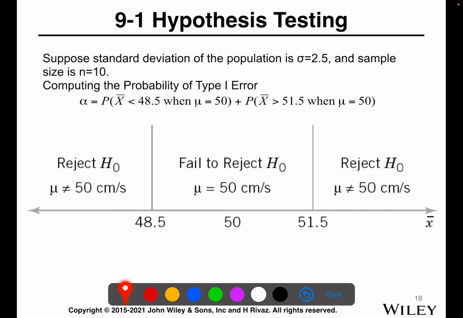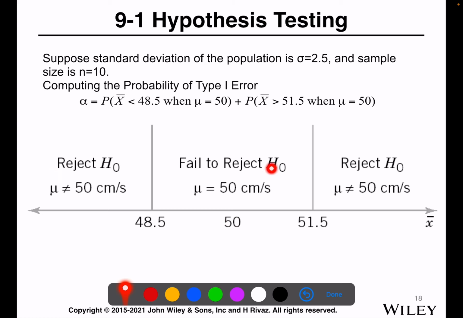So let's look at one example. Suppose that the standard deviation of the population is 2.5, right? So this is sigma, and sample size is 10, right? So we have selected 10 samples from some distribution that has a sigma of 2.5. And we want to calculate the probability of type 1 error if this is our acceptance range, right? So let's say somebody in the company has decided that if you're between 48.5 and 51.5, you're close to mu, so you don't reject the null hypothesis, right? And if you're outside of this range, you reject the null hypothesis.